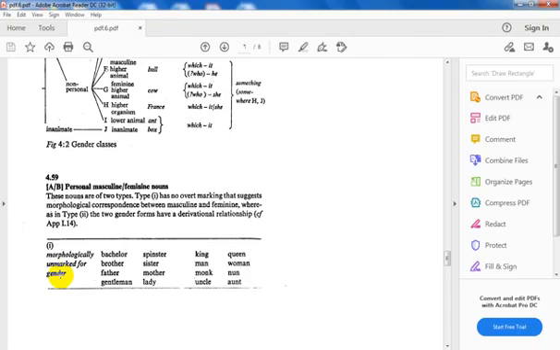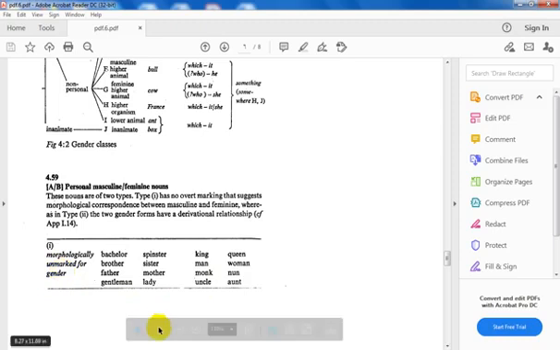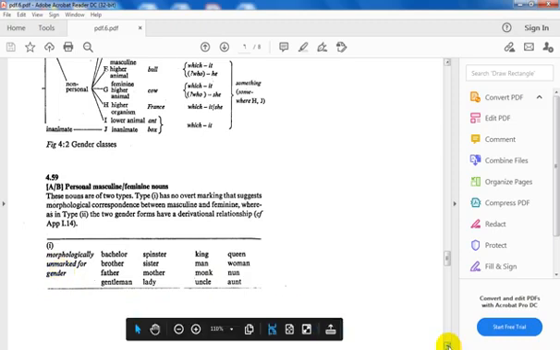Each one has its own letters, I mean morphological structure. Like that: bachelor, spinster, brother, sister, father, mother, gentleman, lady, king, queen, man, woman, monk, nun. These are called morphologically unmarked for gender. Why? Because there is no connection between the masculine and the feminine form of the nouns.